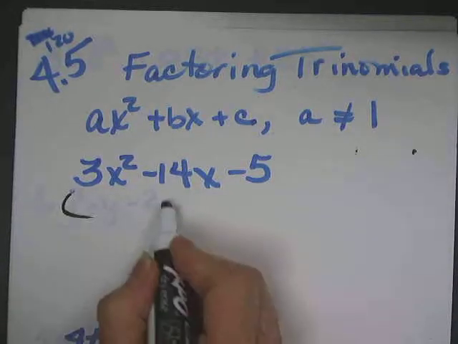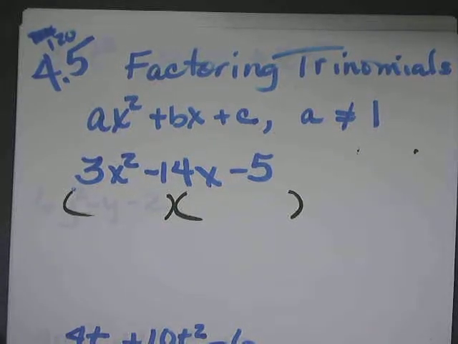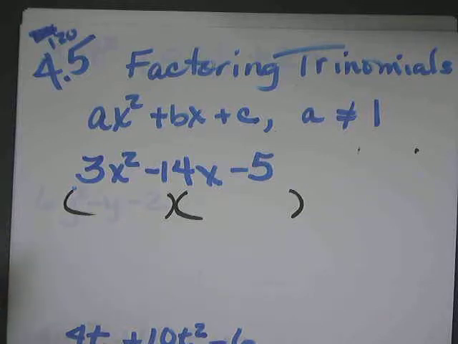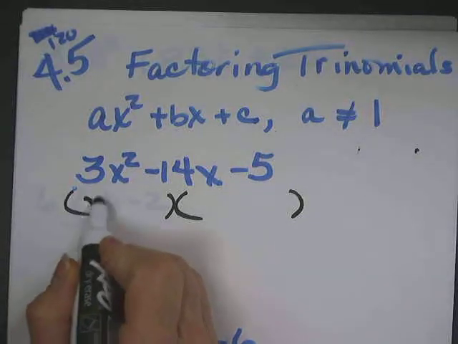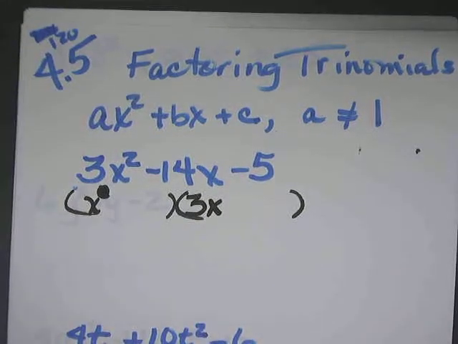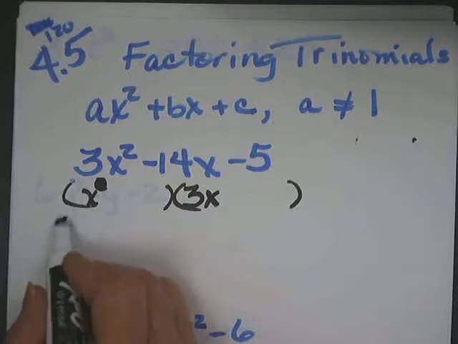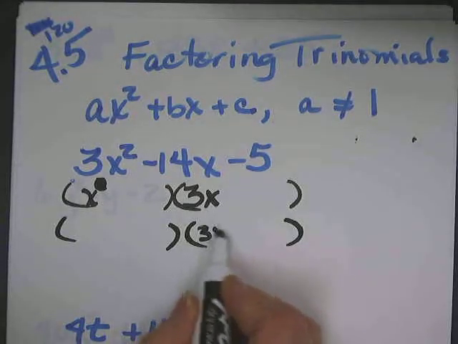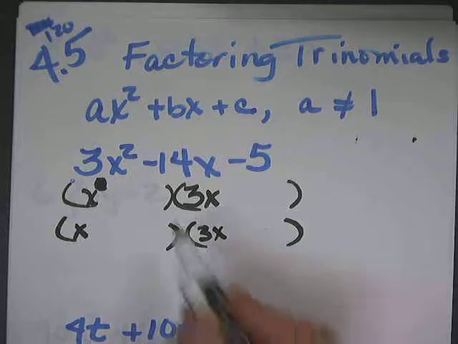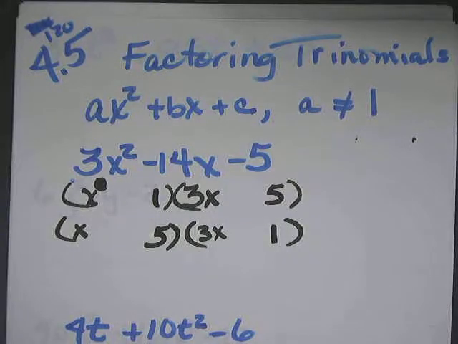You can just pick and choose, like how can you get 3x squared? It's going to be 1 times 3 for sure. So one of these has to be an x squared, one has to be 3x. 3x and x, right? Okay. How can you get 5? 1 times 5. Okay, let's do a couple of these. You can either put 1 and 5 or 5 and 1.